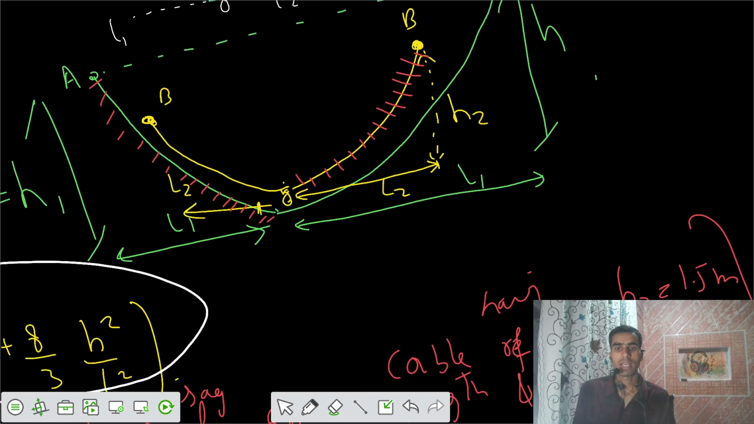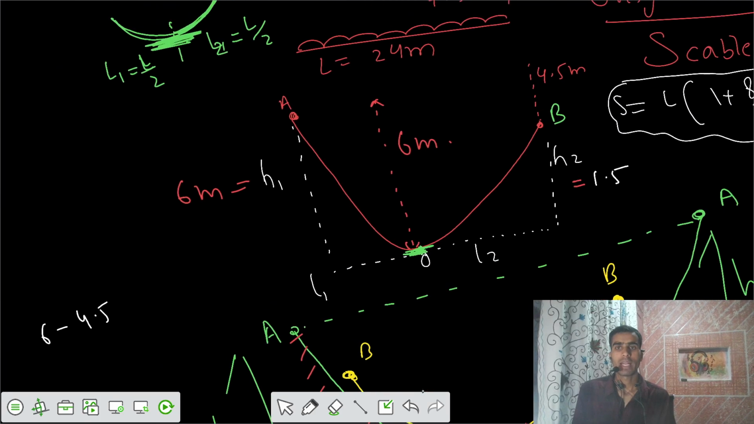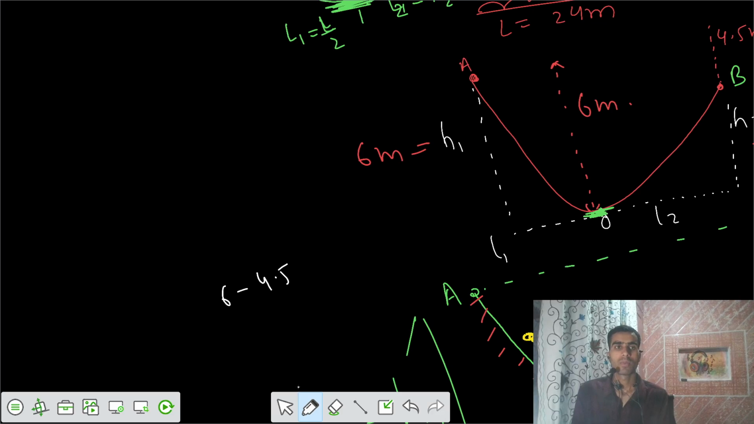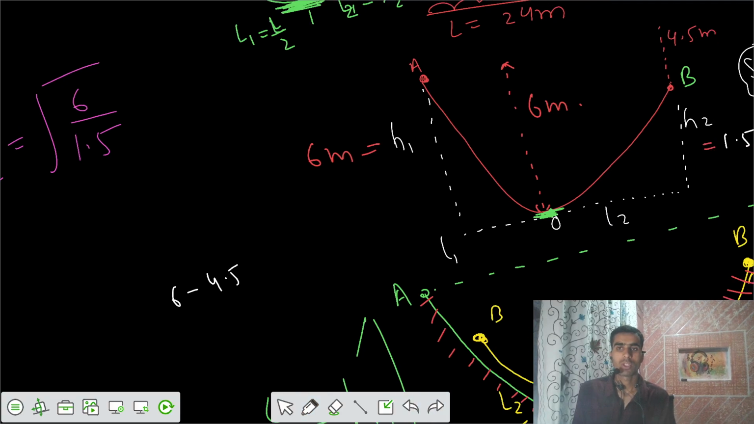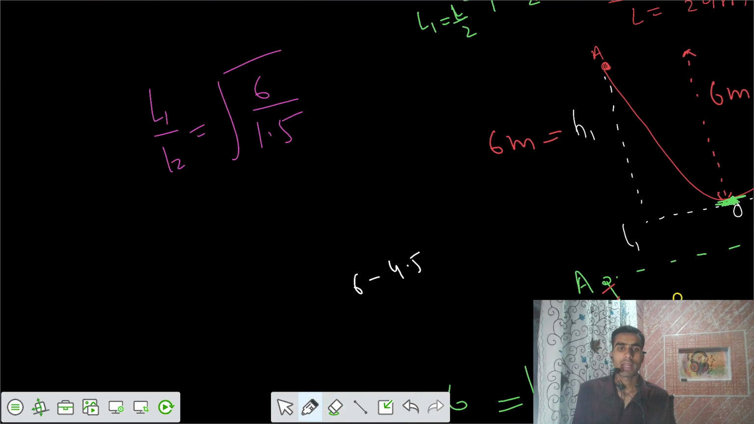If you know the value of H1 and H2, can you get the value of L1 and L2? If I say L1 by L2 equals H1 by H2, and the value of H2 is 1.5, then I can get this ratio equal to 2. So L1 equals 2 times L2.